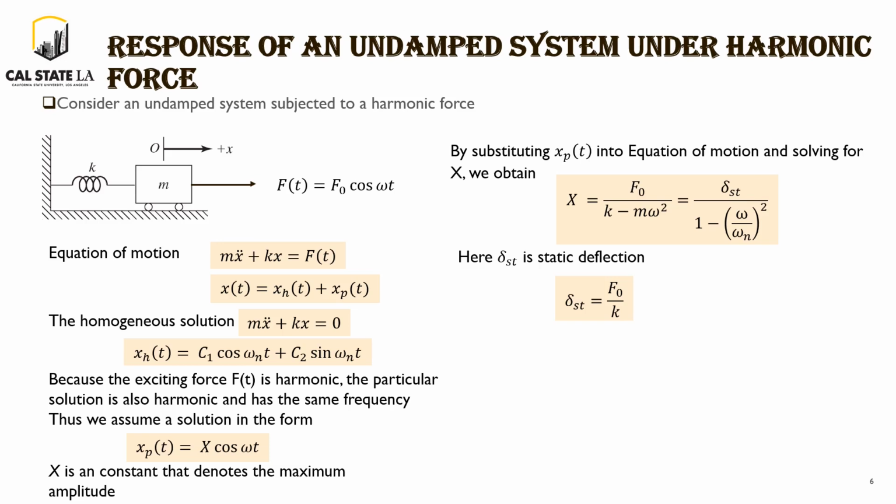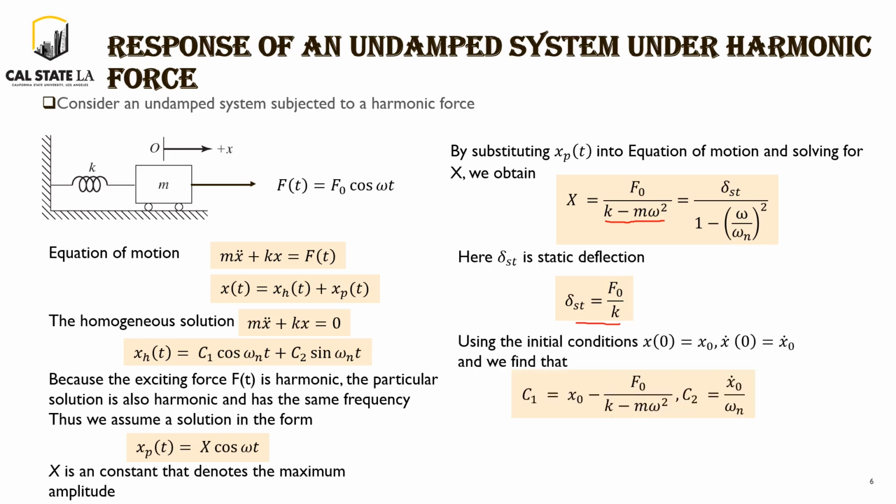We can further define f0 over k as a static deflection, delta st, so the numerator becomes delta st. The denominator, since we divided by k, becomes 1 minus m over k times omega squared. M over k is 1 over omega n squared. So the final solution becomes delta st over 1 minus (omega over omega n) squared.